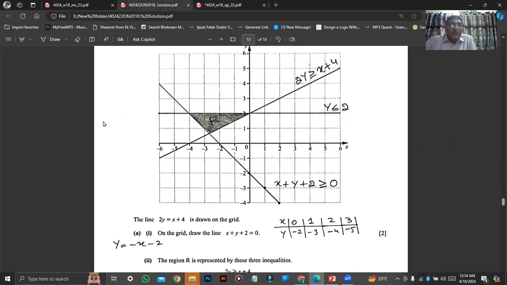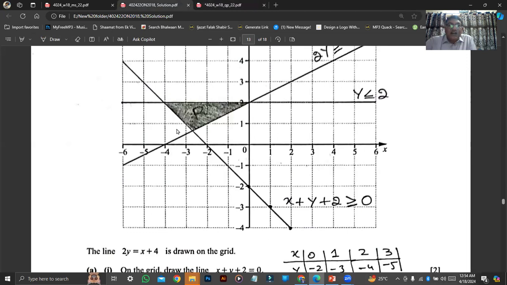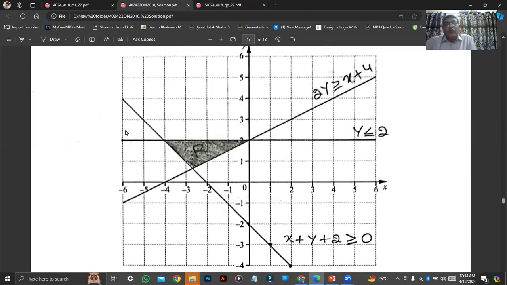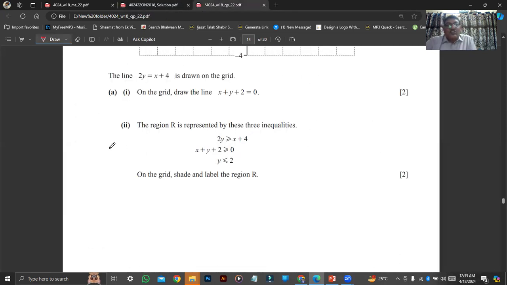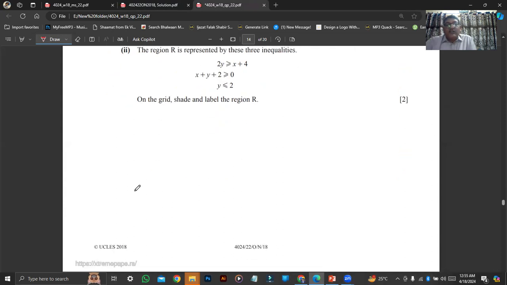So first of all, I will draw that line y equals 2, because here the crocodile's back is towards y. So you have to remain below this line. So the area bounded by these three inequalities is this area, and we will name it R. I hope you understand how this is done on the grid. Okay, so we are done with this.